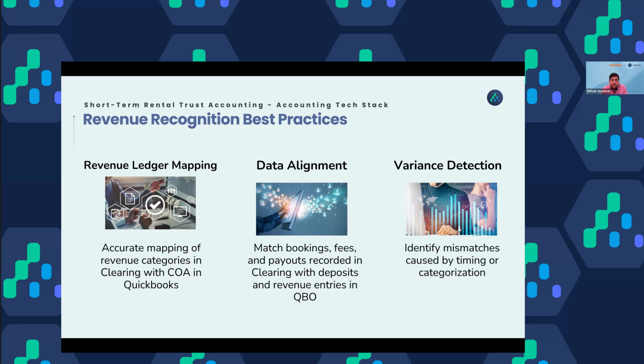The second thing you need to do is data alignment. You need to be able to match all the bookings and the fees and the payout data in Clearing with the revenue entries in QuickBooks, at least in the first couple of months, to make sure you understand if there are gaps, why there's gaps. And that's what is called variance detection. Identifying any timing or categorization mismatches is absolutely critical. And by testing these routines on a regular basis, you can catch mistakes early, avoiding underpayments or overpayments, and you can build a reputation for financial discipline with your clients with a solid revenue recognition system and best practice.